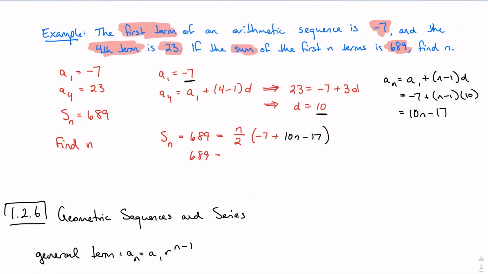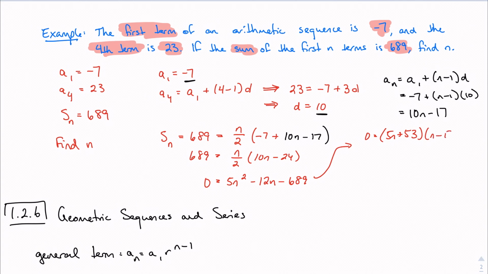So doing some simplification, some distribution, I'll have 10n minus 24. If I distribute and move some things over, I get 5n squared minus 12n minus 689. And believe it or not, this does factor. I'm just going to move up here so I have some room. This is going to factor into, let me check my notes too, 5n plus 53 and then n minus 13. So of course this is going to give me n equals -53 over 5 and 13.